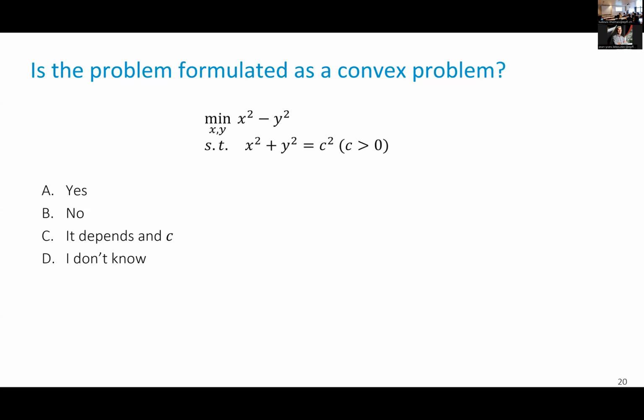So is this problem a convex problem? Closing in a few seconds. The answer is B, no, that's the correct answer.